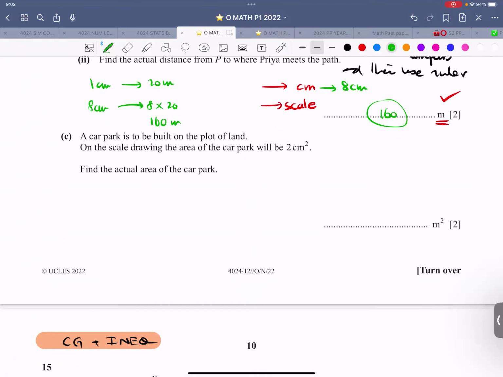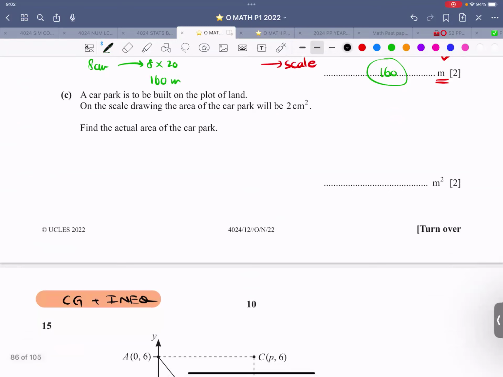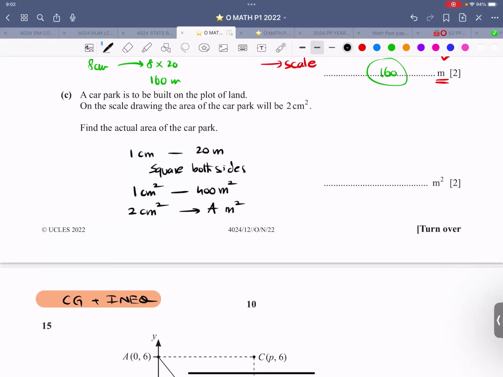A car park is to be built on the plot of land. On the scale drawing, the area of the car park will be 2 centimeters square. Find the actual area. 1 centimeter to 20 meters. This is the linear scale. Square both sides. So what do you have? We have 1 centimeter square is 400 meters square. Therefore, 2 centimeters square will be a meter square. That's a simple conversion. 1 becoming 400, 2 becoming 800. So the value of a is 800 meters square.